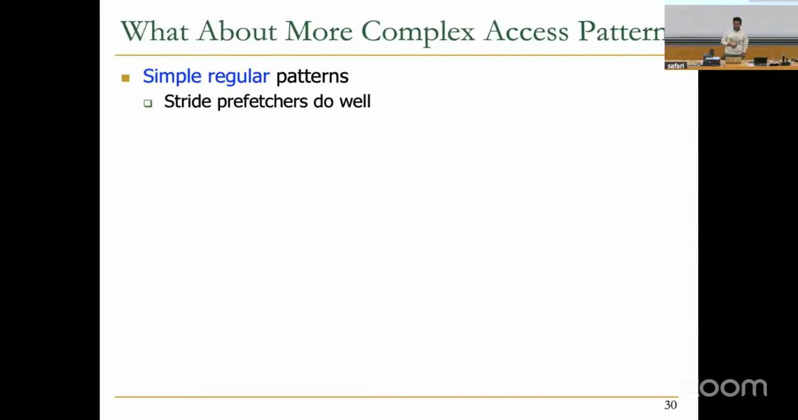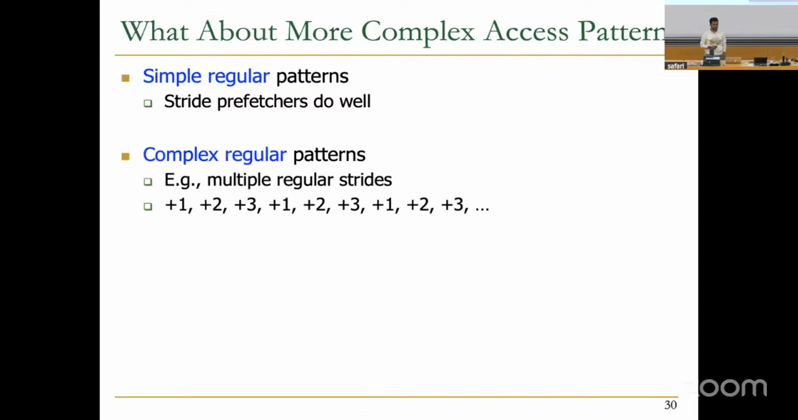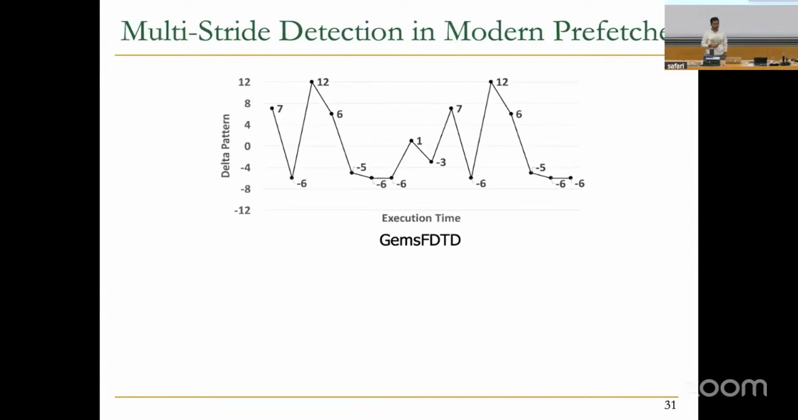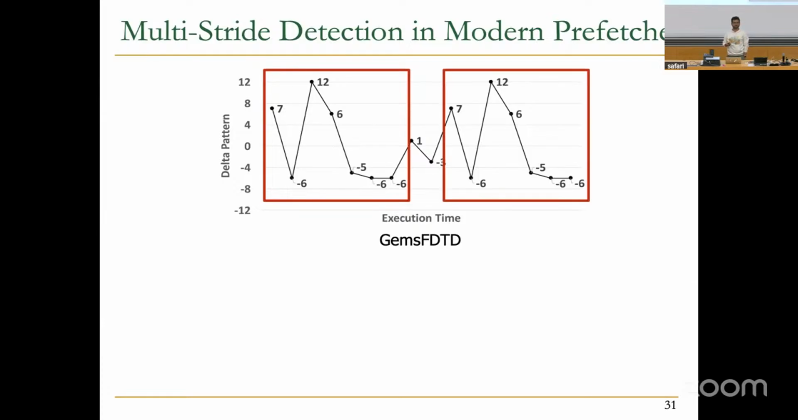Okay, with that said, there are ways to handle even more complex access patterns. Let me show you one example. This is the stride, the delta between two consecutive accesses. As you can see, if you look at it by itself, it looks haphazard. But if you look more closely, you would see that a sequence of deltas repeats. In this case, let's say 7 followed by -6, followed by 12, followed by 6, -5, and so on. So that entire pattern repeats.